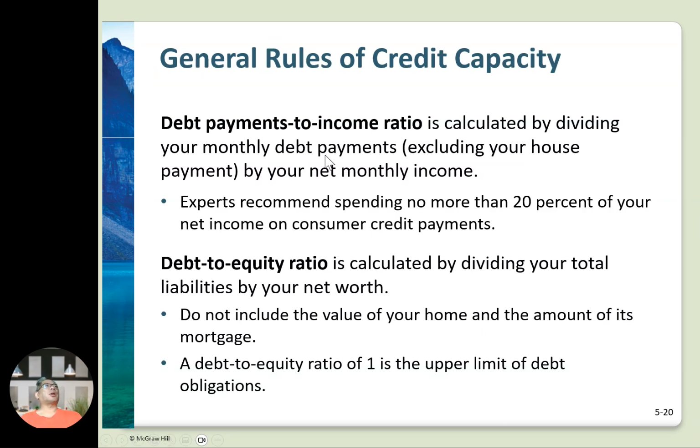The general rule: the debt payment to income ratio is calculated by dividing your monthly debt payments, excluding your house payment, by your net monthly income. Experts recommend spending no more than 20% of your net income on consumer credit payments. The debt to equity ratio is calculated by dividing your total debt by your net worth. Do not include the value of your home and the amount of its mortgage. A debt to equity ratio of 1 is the upper limit of debt obligations.